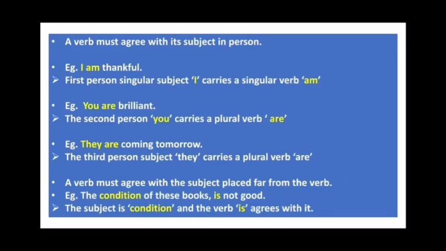Next, a verb must agree with the subject placed far from the verb. For example, the condition of these books is not good. So here you can see that the subject in the sentence is condition and it is agreeing. What is agreeing? Is is agreeing with the subject, that is the condition.